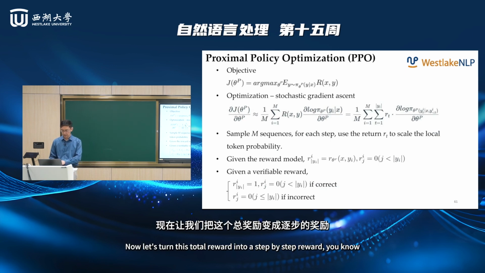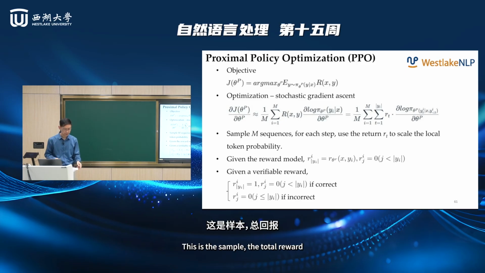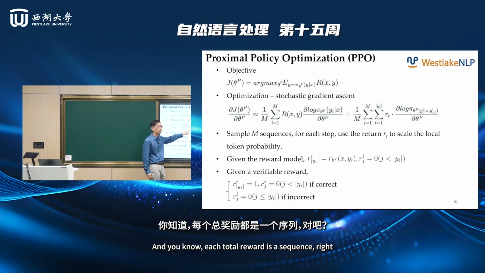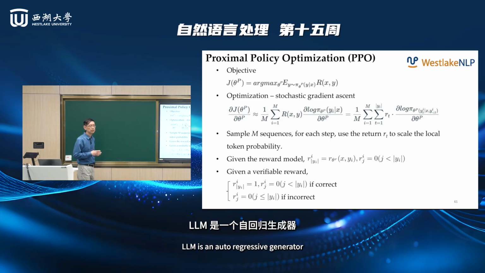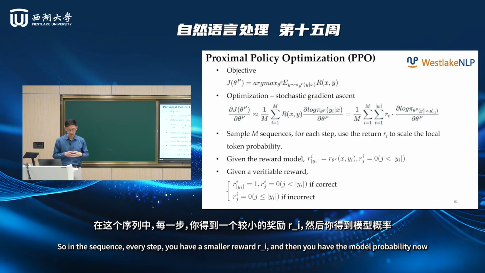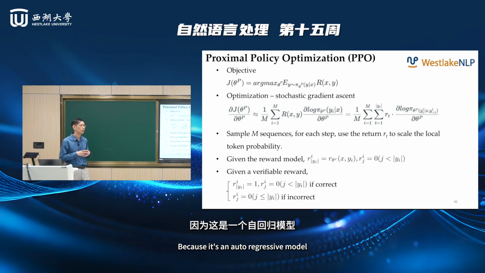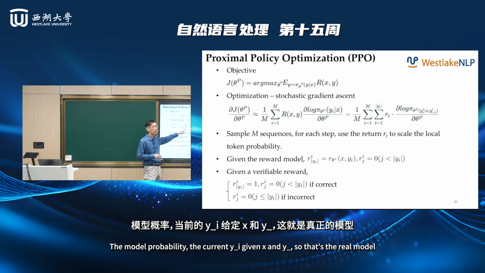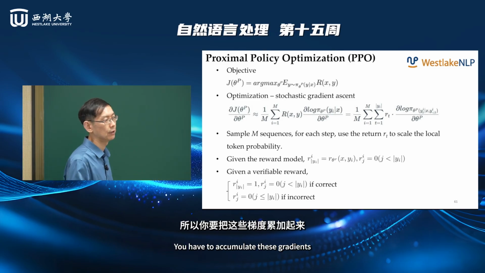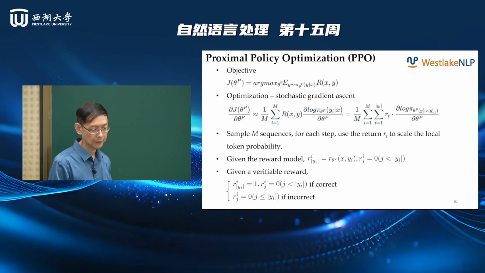All right, now let's turn this total reward into a step-by-step reward. This is the sample, the total reward. Each total reward is a sequence, right? The LLM is an autoregressive generator. So in the sequence, every step you have a smaller reward, Ri. And then you have the model probability, because it's an autoregressive model, the model probability is y_i given x and y smaller than i. So that's the real model. So you have to accumulate these gradients.